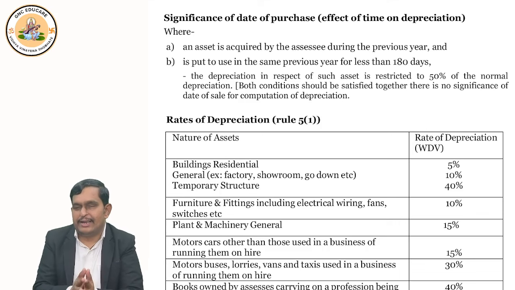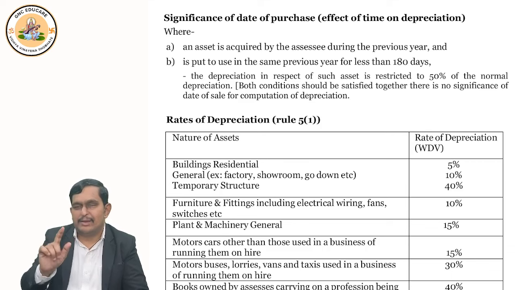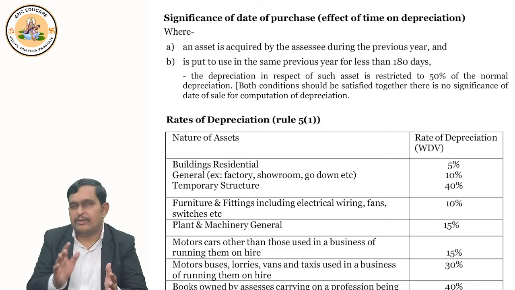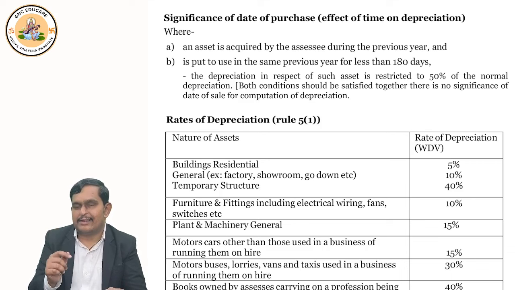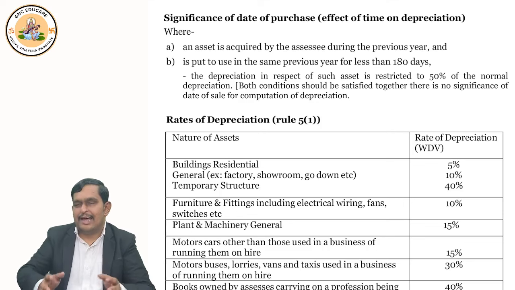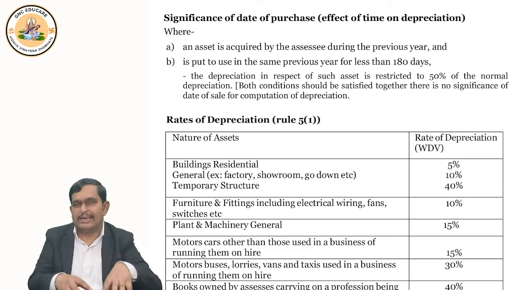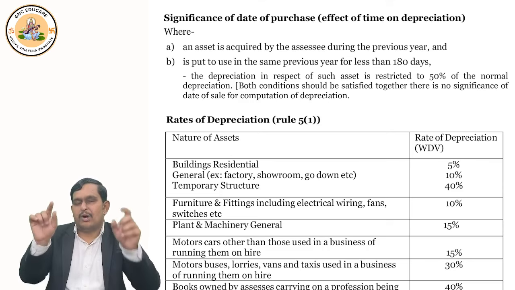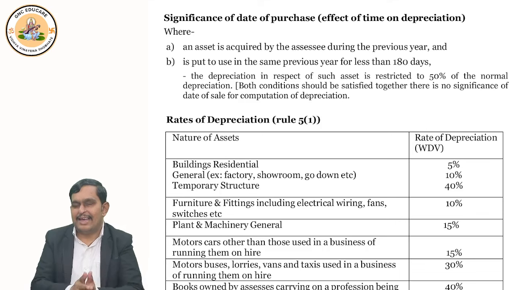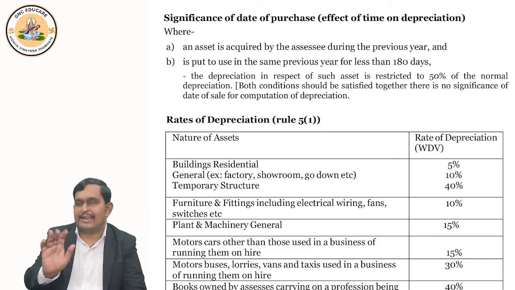So building, come on. Building is in 3 parts. What are they? Residential building, what is the rate? 5%. Commercial building, showroom, godown, factory, office, what is the rate? 10%. Temporary structure, which is a building. Suppose you want to construct a big building. Before that, you have to store some material for it, correct? So you create a small temporary structure. There you claim 40% depreciation. Okay. Now, furniture, very simple to remember. Direct 10%. That's it.